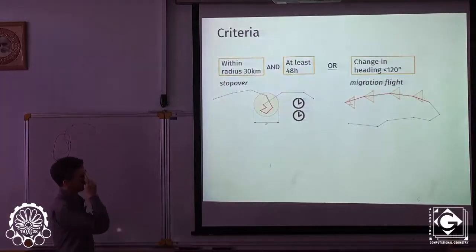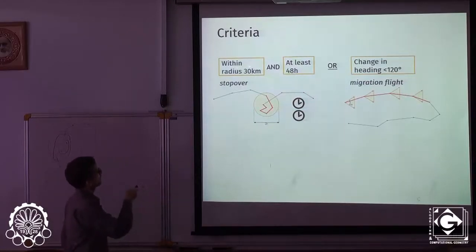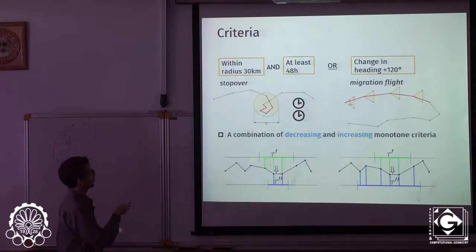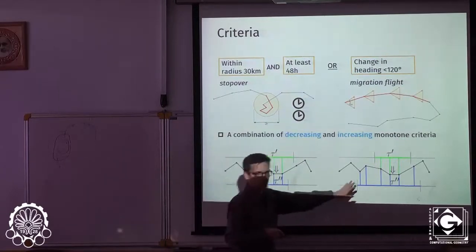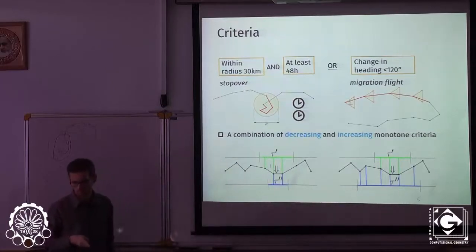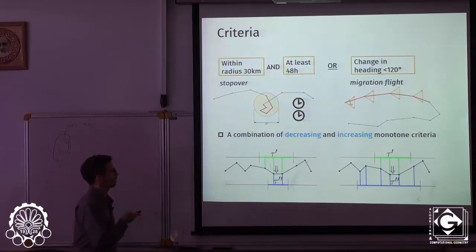But now back to this issue of not being monotone. So we have a stopover should stay within a radius of 30 kilometers, but it should do so for 2 days. And this is now the opposite of decreasing monotone, because it has a property that if it's true for a short trajectory, so in this case a trajectory of at least 2 days, it will also be true for any longer trajectory. So two of these criteria are decreasing monotone, but one is what I would call increasing monotone. And the type of criteria we want to deal with now is combinations of increasing and decreasing monotone. And for these criteria, we can no longer use a greedy strategy.